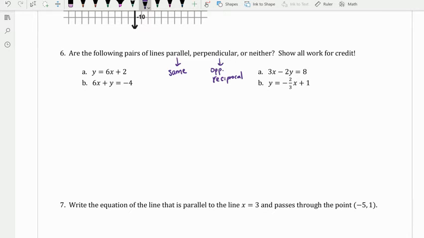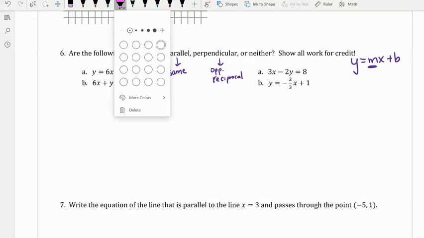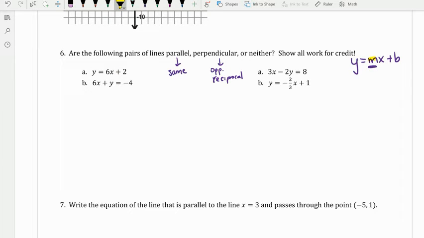Now, in order to see the slopes, remember, you need these to be in slope-intercept form. We want it to look like y equals mx plus b so we can see what the slope is. That's the important part in these problems, right? So for instance, on this first one, y equals 6x plus 2, well, that one's already in slope-intercept form. I can see that the slope equals 6, right? So for part A, our slope is 6.